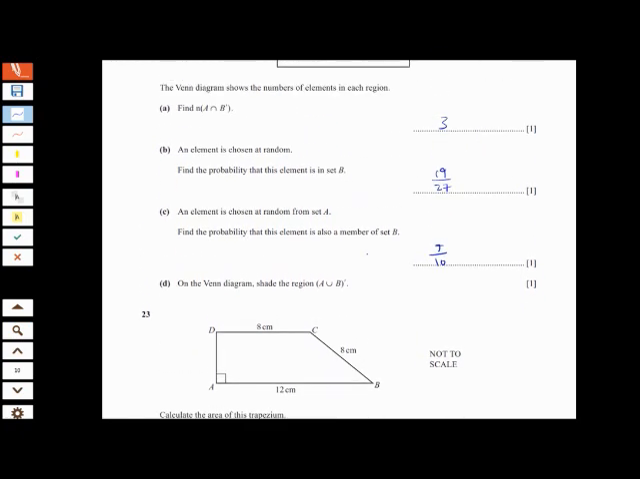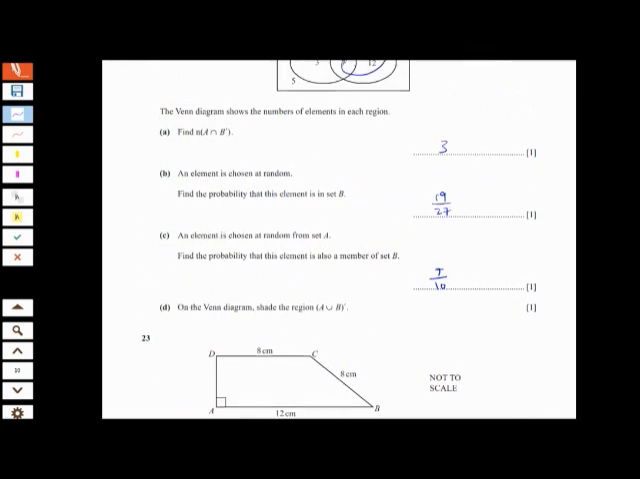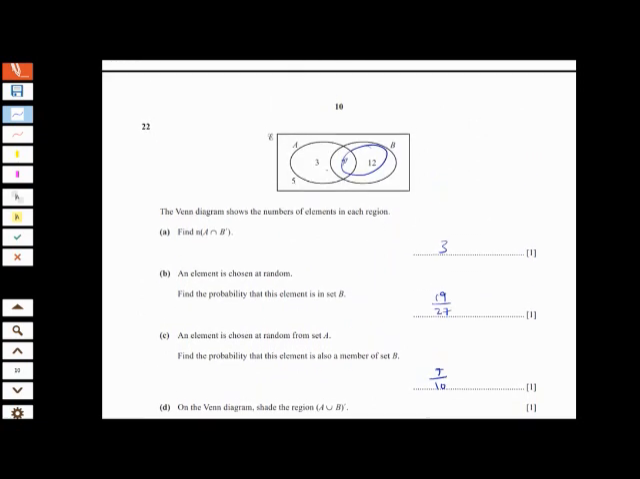On the Venn diagram, shade the region A union B naught. Sorry for that, I made a mistake on the total. 7 and 3 is 10. So the region is right here, the outside. A union B naught is this.